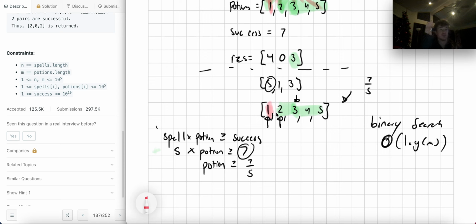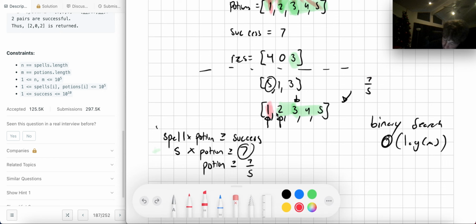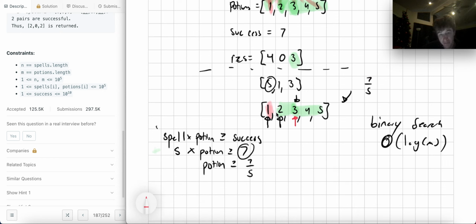But the idea of binary search is you can cut the system in half because the system is already sorted. When I look at this 7/5 initially here in the middle, I could say, well, 7/5 is less than 3. And since the system is sorted, then everything to the right is greater than 3. So then it's also greater than 7/5. So that's not where I'm going to find 7/5. So then I keep cutting the system in half until I find a point, which gives you log M time if M is the length of potions.